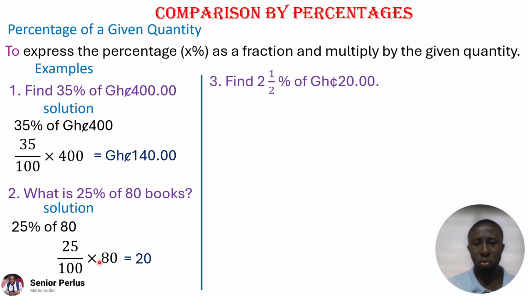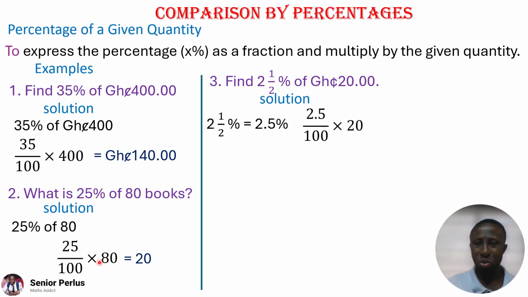Good. Find 2.5% of 20 Ghana cedi. So we just express it as a fraction. 2.5% of 20 Ghana cedi. You change the 2.5% into a fraction. That's why we did the revision, you know how to do it. Then multiply by the 20. Then you will get what? 0.5. That's 50 pesewas, so 0.50 pesewas. That's now 2 Ghana cedi.